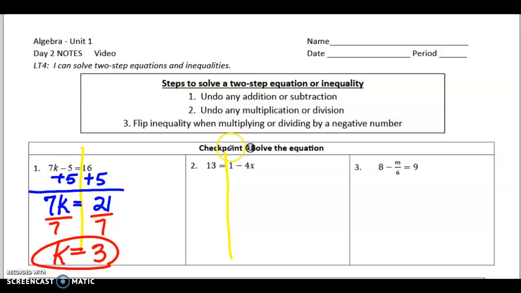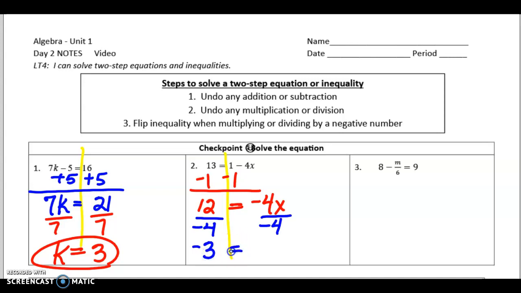We're trying to get the x by itself. This is a positive 1 minus 4x. To get rid of that positive 1, we are going to subtract 1 from both sides. And we get 12. And this is a negative 4x. We have an equation here, so when we divide by a negative, it doesn't change anything. But we're dividing because the negative 4 was right next to the x. That means multiply, so we divide. 12 divided by negative 4 is negative 3. We still have an equal sign, and that is equal to x.